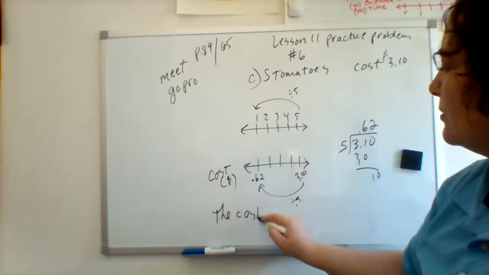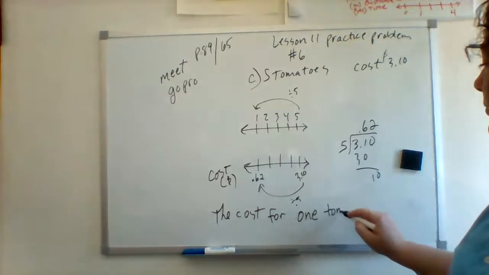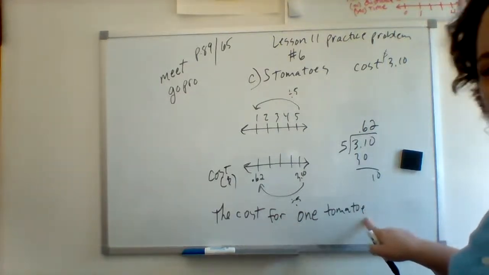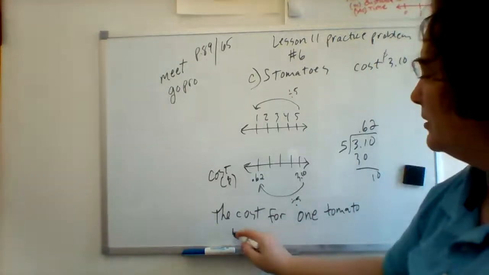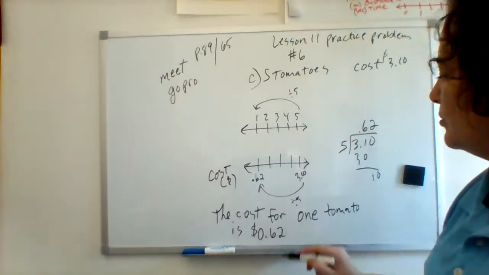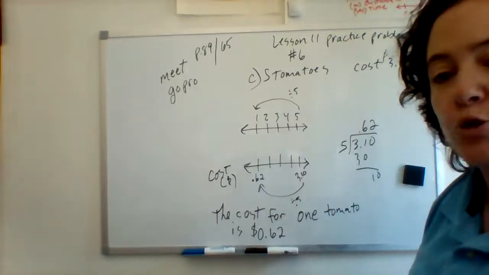The cost for 1 tomato. Wait, tomato, with an E at the end? No. Tomato is $0.62. Do we have any questions on number 6? Unit prices.